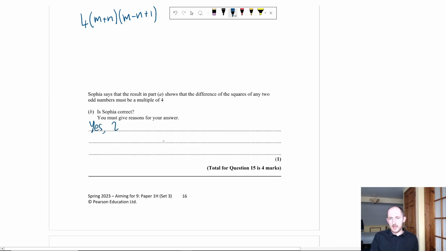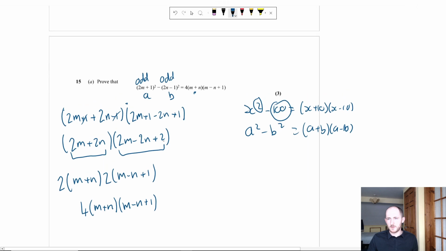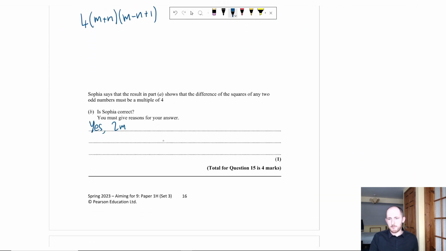And the reason for that is 2m, was it 2m plus 1, 2n minus 1? Yeah. 2m plus 1, and I should write and, 2n minus 1 are both odd. And the right hand side is a multiple of 4 because they factorized out a 4.